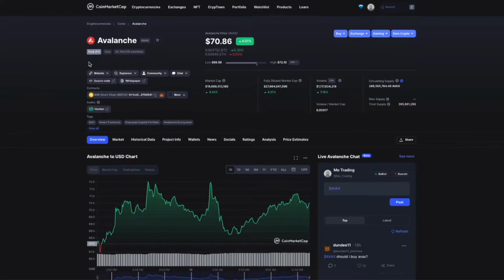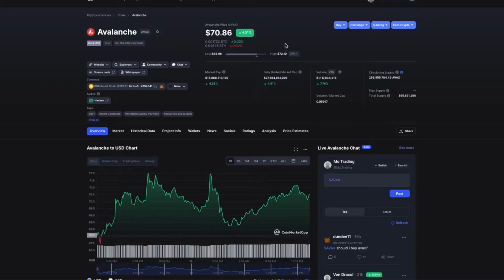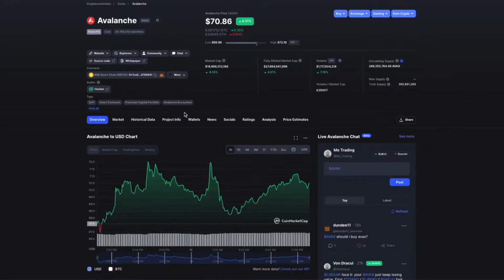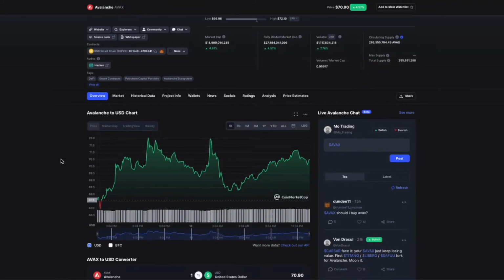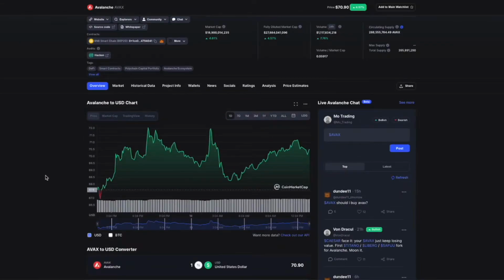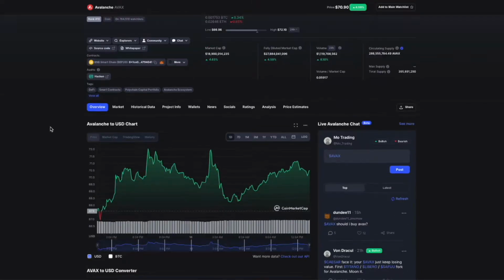So on CoinMarketCap, you can see Avalanche is currently up 4.51% at the time of recording. We're roughly trading around $70.86, which is really nice. You can see on the chart provided that Avalanche is bullish. Price did reach the daily low of 66.9, and from then onwards we started to become really bullish. I feel like this was mainly due to the overall Bitcoin as well. Bitcoin was bullish on the daily as well, and I feel like that affected the overall market.